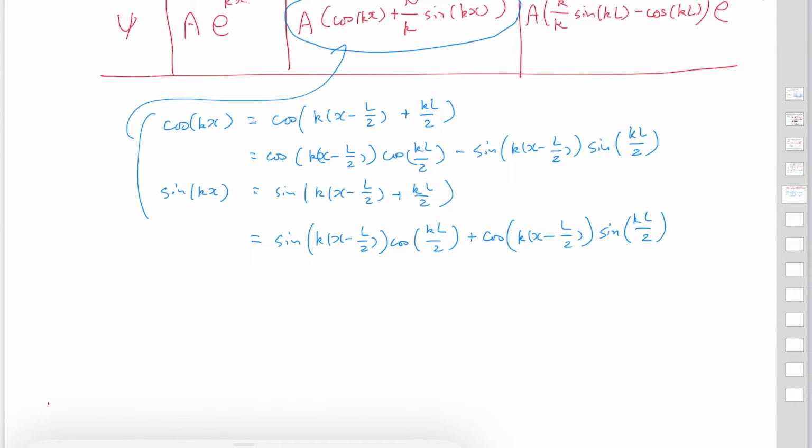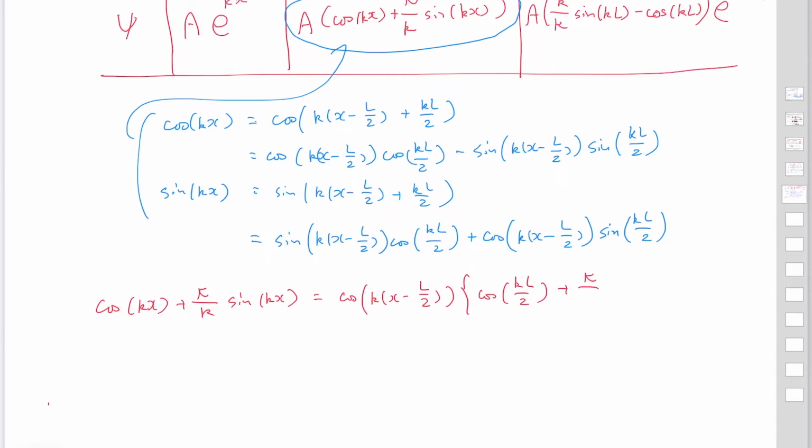Then it becomes cosine kx plus kappa over k sine kx, expressed as cosine k(x minus L over 2) times cosine kL over 2 plus kappa over k sine kL over 2, plus sine k(x minus L over 2) times kappa over k cosine kL over 2 minus sine kL over 2.